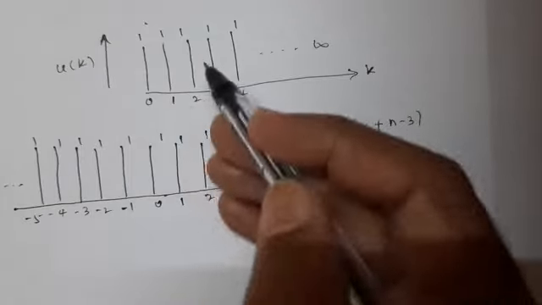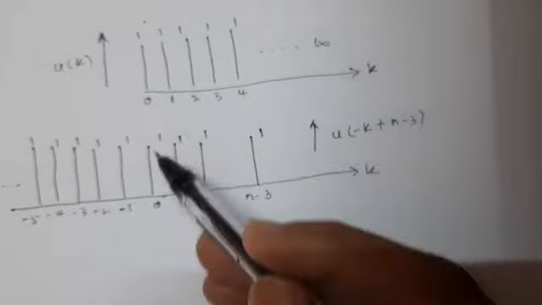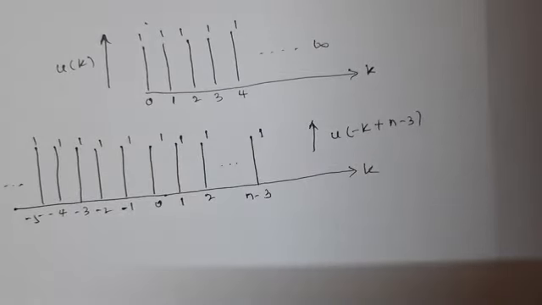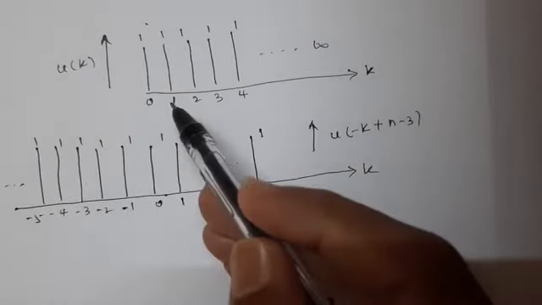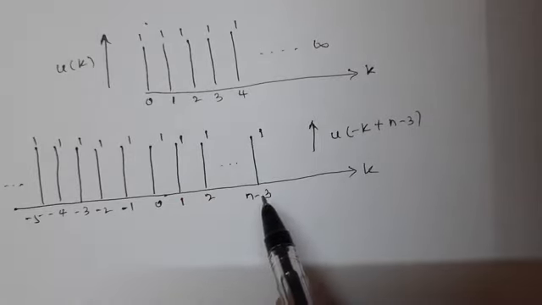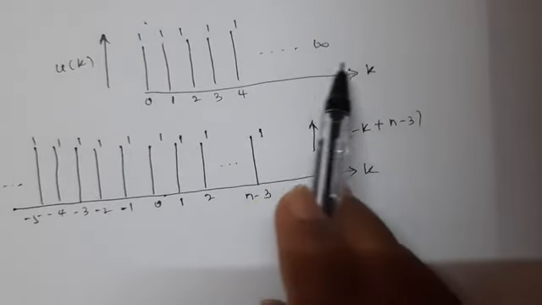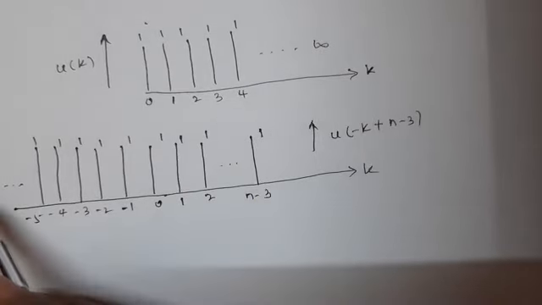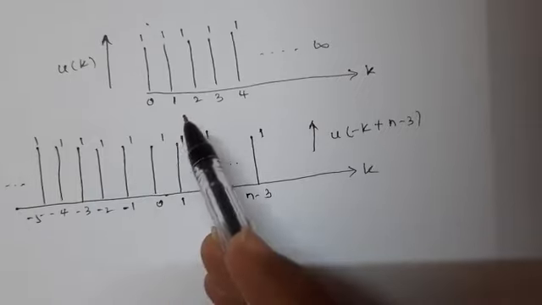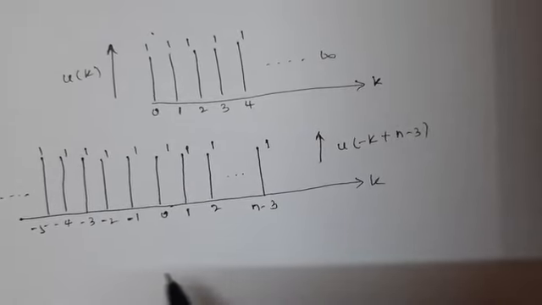Now you have to multiply these two. If I try to multiply at 0, it is 1. So at 0, y of n is 1. At 1 it is 1 into 1, again 1, and so on. I need to go on multiplying these samples towards plus infinity and towards minus infinity also, which takes a lot of time. Hence we need to generalize this computation.